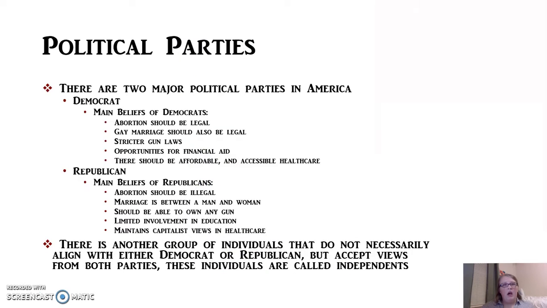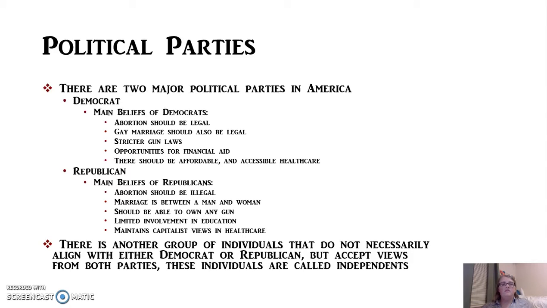Well, let's cover one last thing. Political parties. There are two major political parties in America. The Democrats. Their main beliefs are that abortion should be legal, gay marriage should also be legal, they would like stricter gun laws, opportunities for financial aid for students pursuing post-secondary education, and there should also be affordable and accessible healthcare.